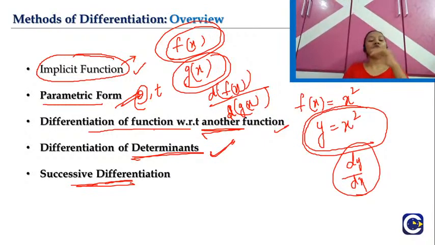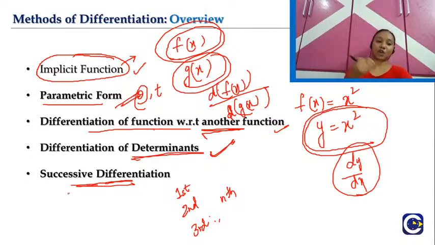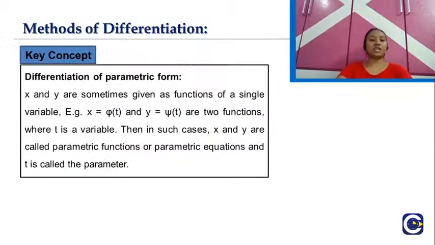Right. So if you remember, in our previous sessions I discussed higher order derivatives. I talked about the first order derivative, second order derivative, third order derivative, and likewise we have gone till the nth order derivative. So here, successive differentiation is nothing but taking the derivative n number of times. How we do it, we will see in today's session. So these are the four topics which are left in this methods of differentiation topic, and we are going to finish them in today's session. So, let's begin.